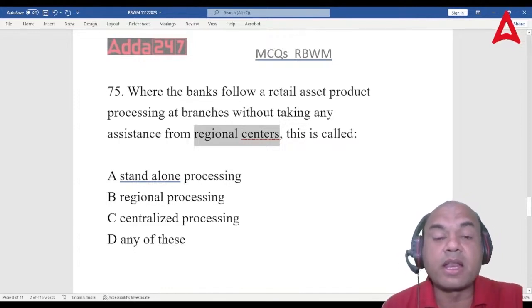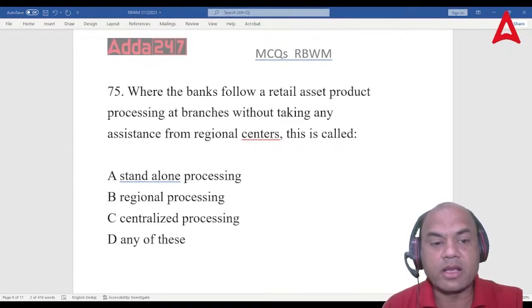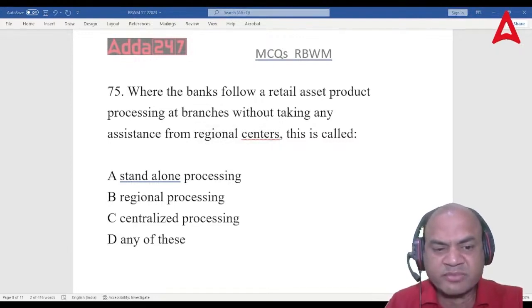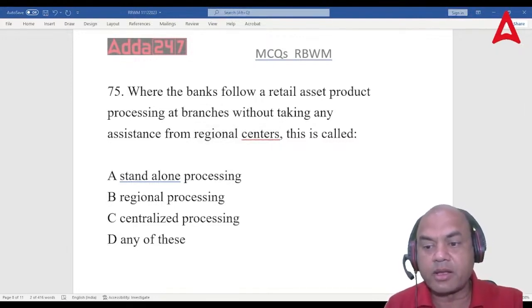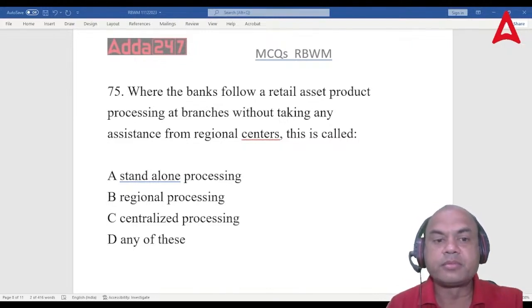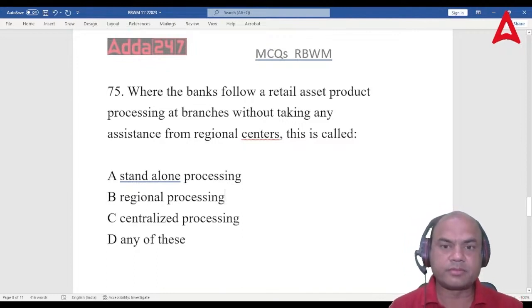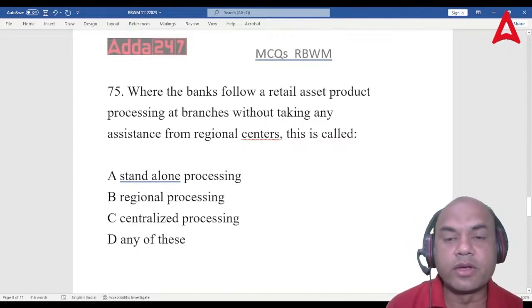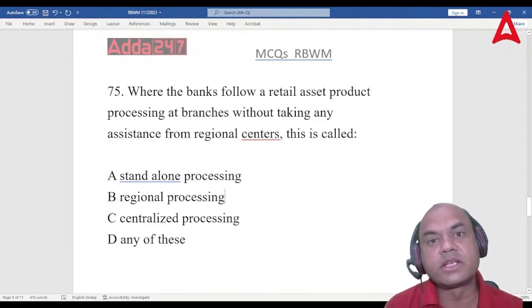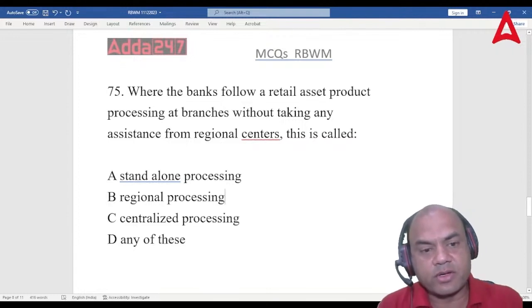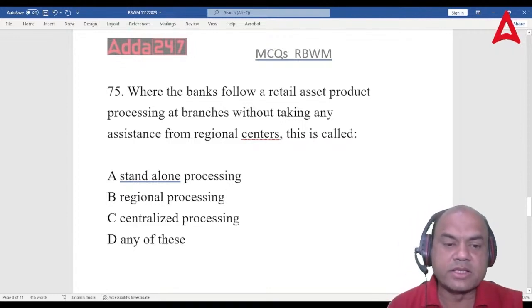Think about it. This is a bit tricky one. Everyone think over it. Everything is done at the branches. Sourcing is also done at the branch. Processing is done at the branch. Everything at the branch. So it is called as what? Standalone, regional, centralized.